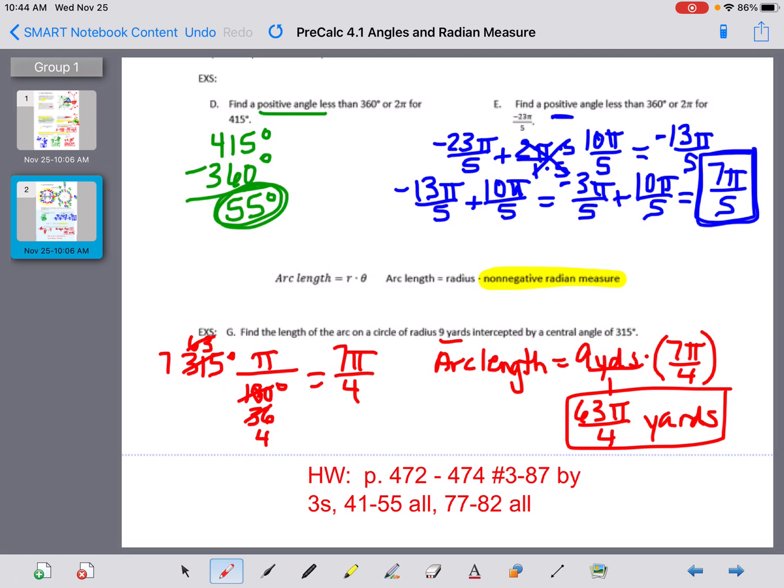Hope you're feeling good on these so far. We're taking a break because on 4.2, we need to add more to our unit circle. We're not done with our unit circle yet. But hopefully today you feel good between the degrees and the radian and what a unit circle is in general, okay? Practice, page 472 to 474, I would recommend the 3s, 3 through 87, 41 through 55 all, 77 through 82 all. Key thing is practice.